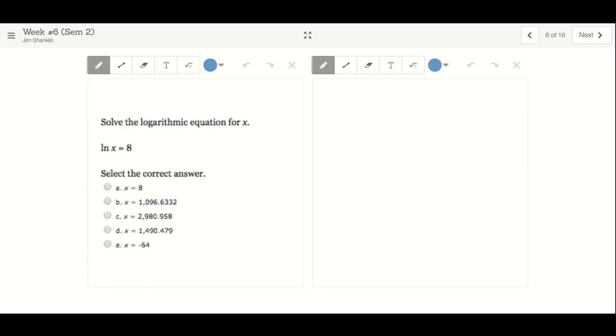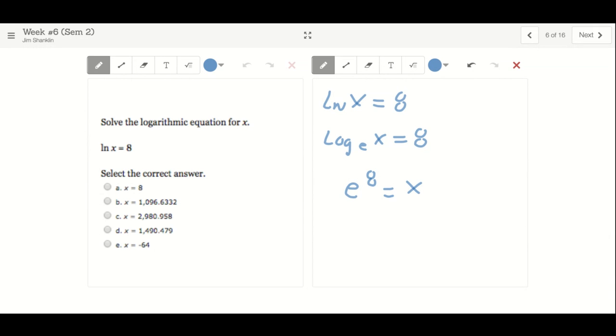All right, looks good. If I was going to do this problem, and I'll work it out just because there are some kids that come in and watch the session, I have natural log of x equals 8. I'm going to rewrite this as log base e of x equals 8, and then I'm going to change this to an exponent. So I have e to the 8th is equal to x.